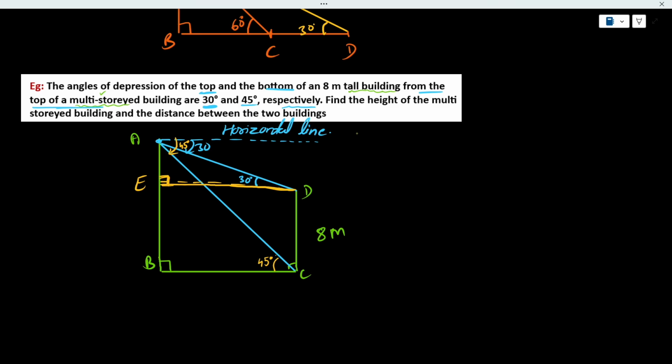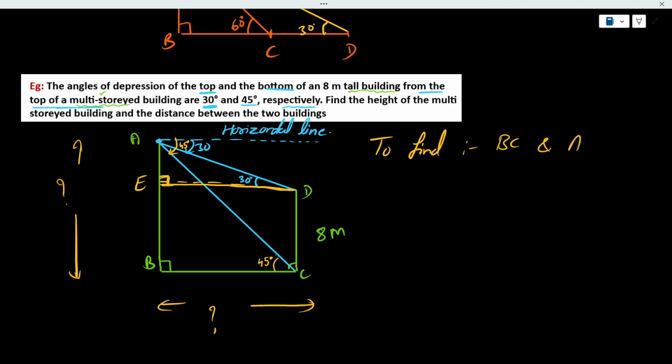Now what is the missing? What do we need to find out here? Height of the multi-storied building. So this part is missing, and the distance between two buildings, it is BC. This also is not there. So here to find, it is BC and here AB.